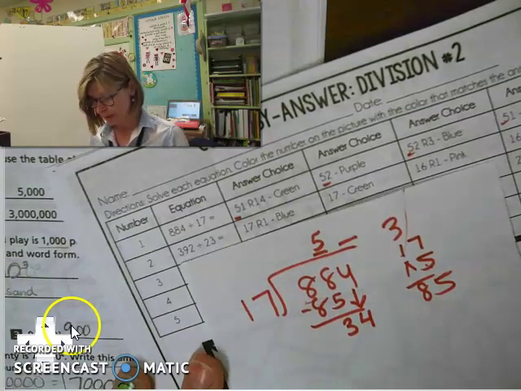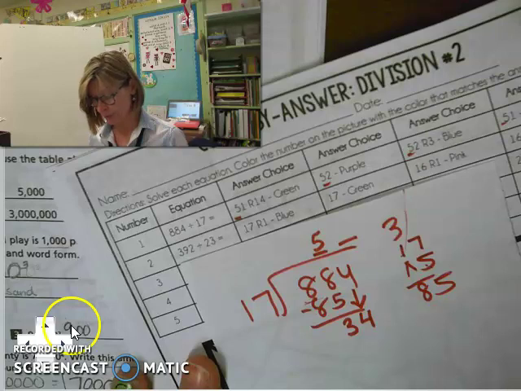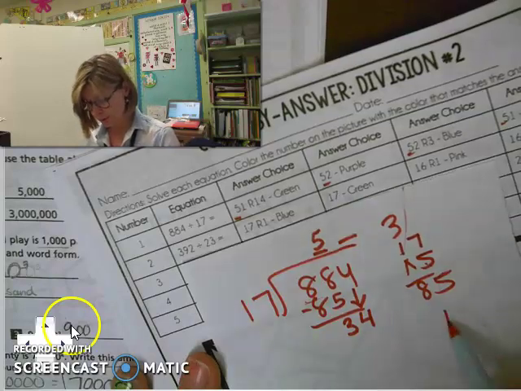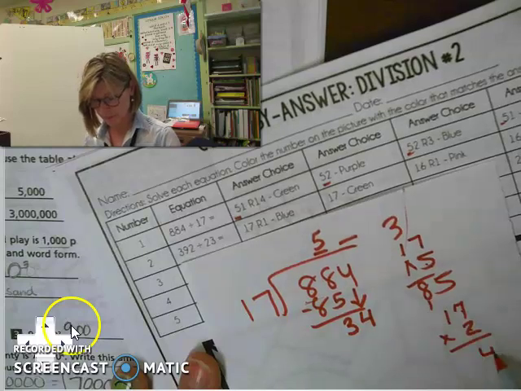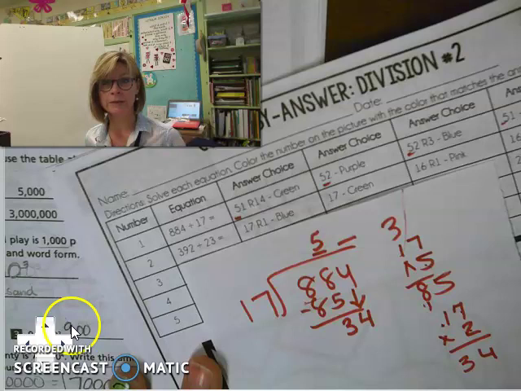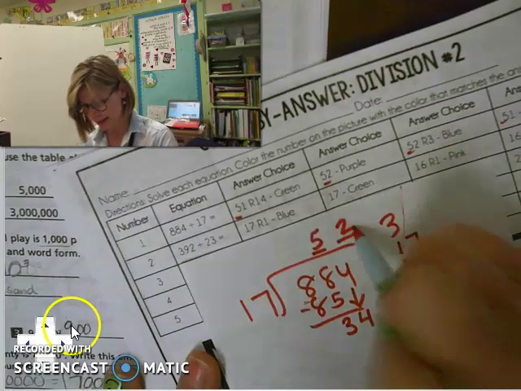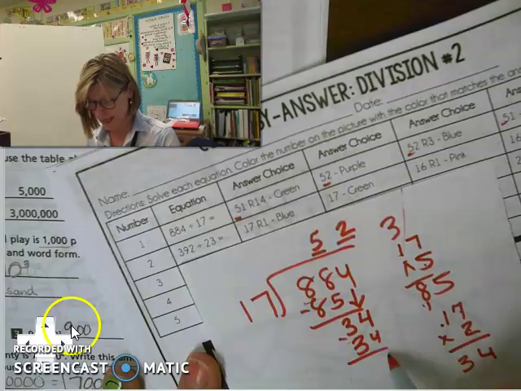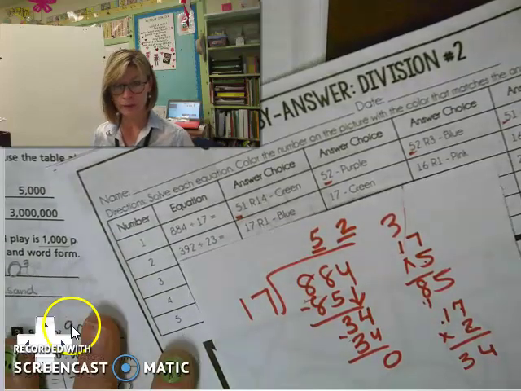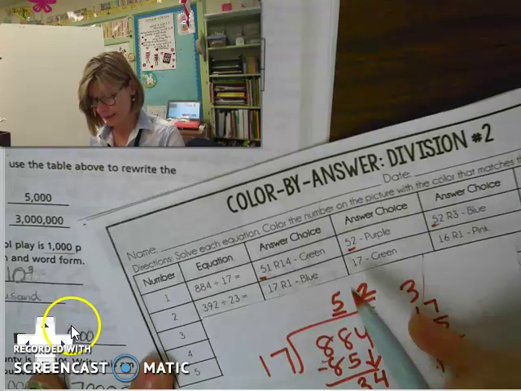All right, so now I'm going to say, how many times will 17 go into 84? Could it possibly be 1 or 2? Well, I'm going to try 2. I can see that 2 times 7 is 14. 2 times 1 is 2, plus 1 is 3. It goes exactly 2 times. So I'm going to put that in my quotient. 2 times 17 is 34. Subtract it out. None left over.